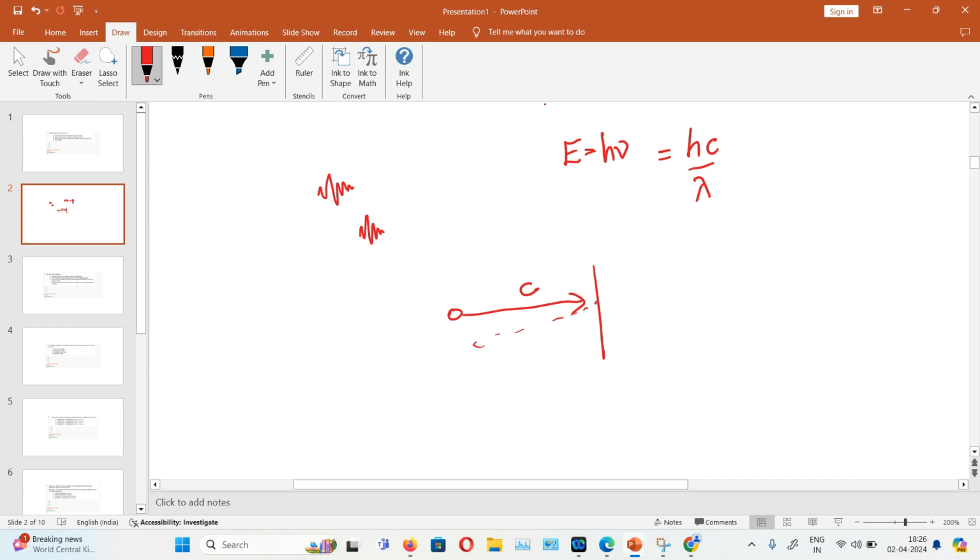No. The energy of the photon will be the same. And whether the momentum of the photon is changed? Yes, actually the photon's momentum is changed because the direction of propagation is changed. So the momentum of the photon is changed. Usually, for a single photon, we can define the photon momentum as P is equal to h by lambda.